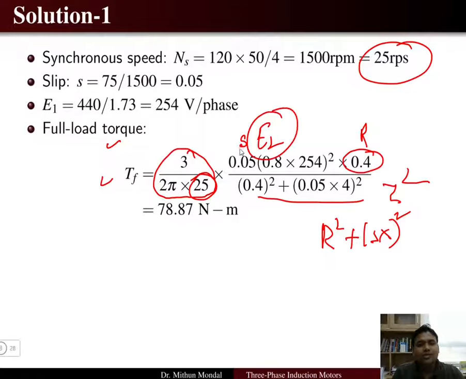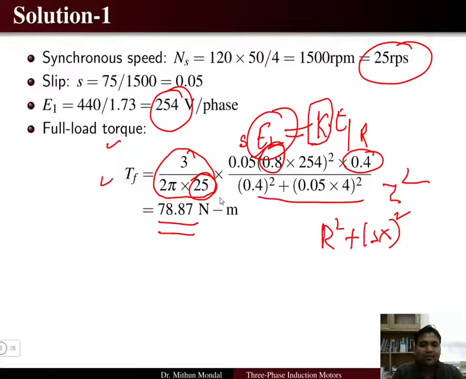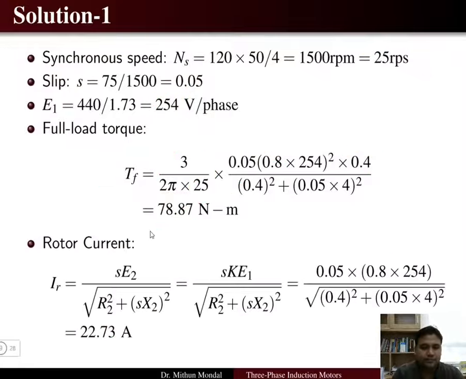Now E2 is basically the rotor induced EMF, which we can get from the transformation ratio K multiplied with E1. So E1 we are getting as 254, so we have to multiply that with K, that is the transformation ratio, which is rotor by stator, given by 0.8. So we get the value of the torque at the full load condition as 78.87 and the unit is Newton meter. Now the rotor current.